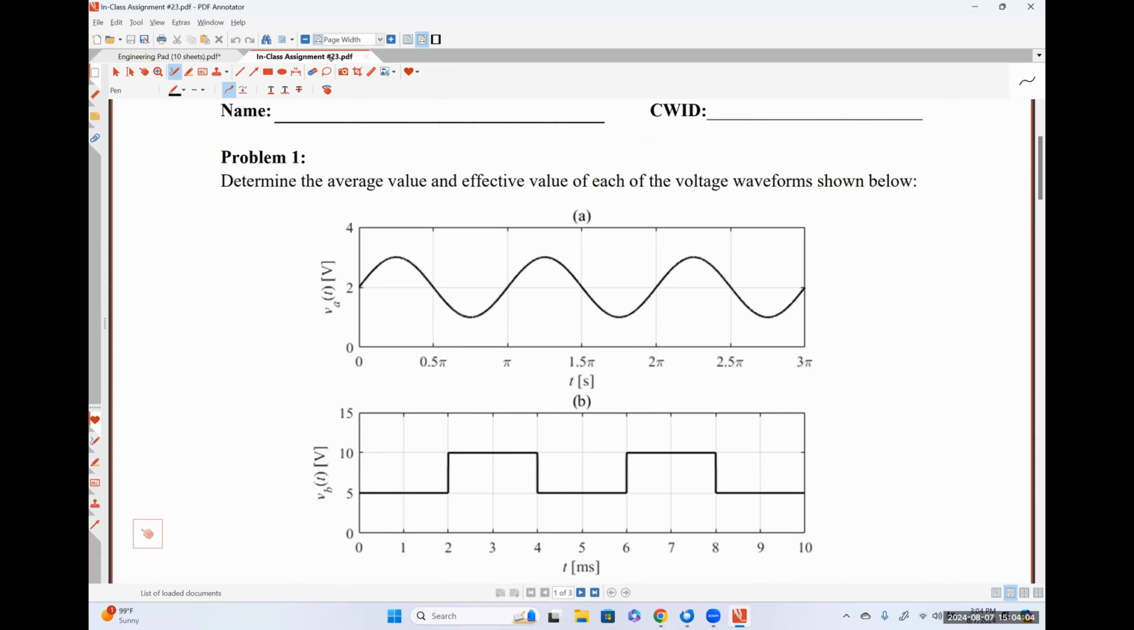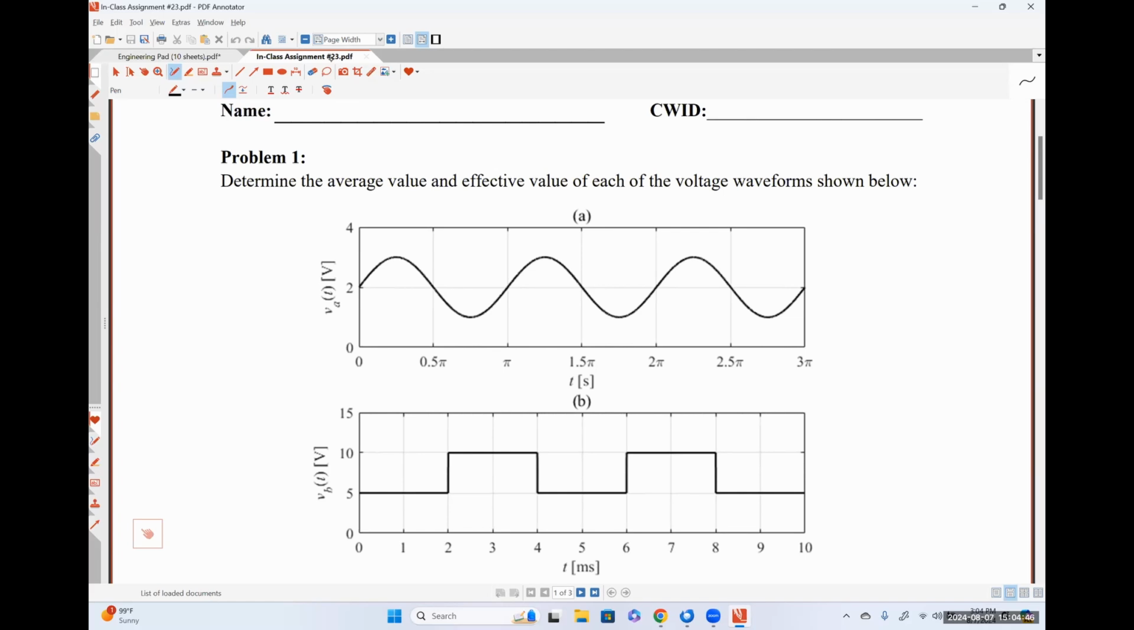All right, so circling back around to our in-class assignment problem. Let's look at part A here, which is, in my opinion, the significantly harder of the two problems. Determining the average value. Anybody have any thoughts on the average value for signal A, the one on top? Two volts. 2 volts, exactly right, because half of the time the signal is above 2 and half of the time the signal is below 2. Does not need to be any more difficult than that.